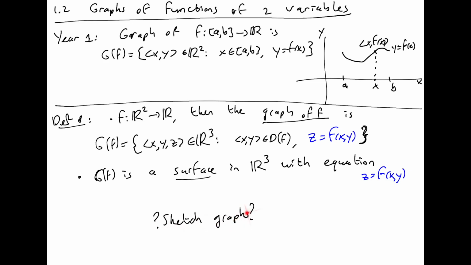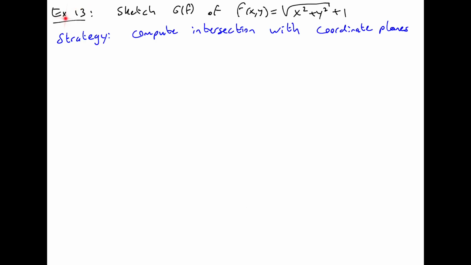So I will now continue with an example. Let's look at example 13 of the course notes. The question is to sketch the graph of the following function. f of (x, y) is the square root of x squared plus y squared plus 1. The strategy you always want to use with sketching graphs is to compute intersections with the coordinate planes. To explain that, let me just start by doing this. We have 3 coordinate planes, the xy plane, the xz plane, and the yz plane.